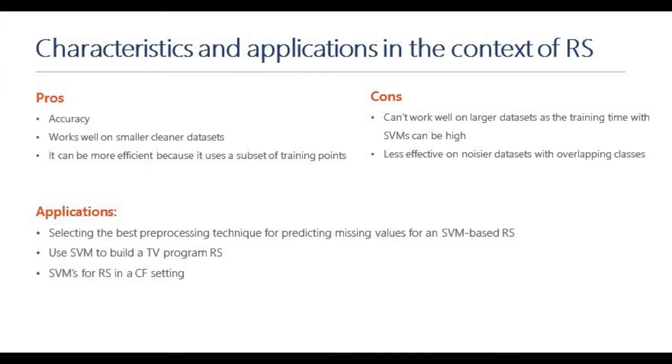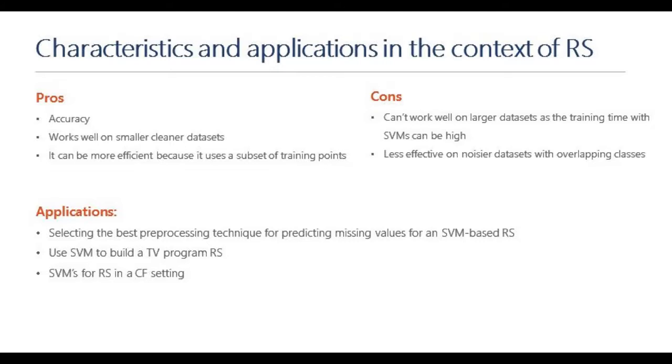The support vector machine classifier has a pretty good accuracy level. It works very well with smaller and cleaner datasets, and it can be more efficient because it uses a subset of training points. However, it does not work very well on larger datasets since the training time goes up. It's also less effective on noisier datasets with overlapping classes.